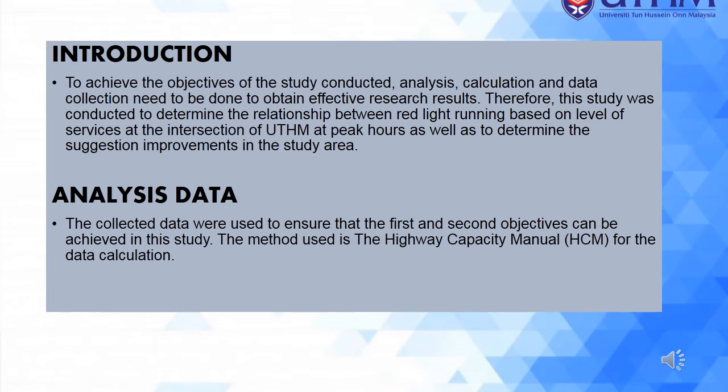Introduction. To achieve the objective of the study, analysis, calculation and data collection need to be done to obtain effective research results. Therefore, this study was conducted to determine the relationship between red light running based on level of services at the intersection of UTHM at peak hours, as well as to determine the suggested improvements in the study area. For the data analysis, the collected data were used to ensure that the first and second objectives can be achieved in this study. The method used is the Highway Capacity Manual (HCM) for the data collection. For the next slide, you will see our video recording from the site.